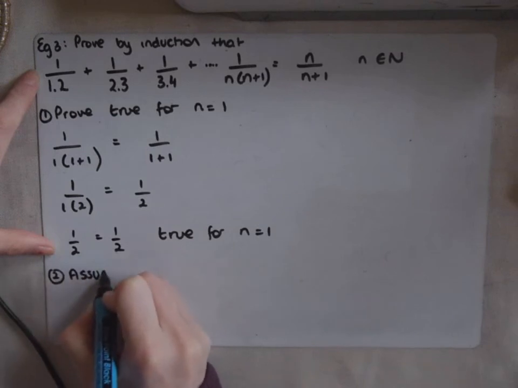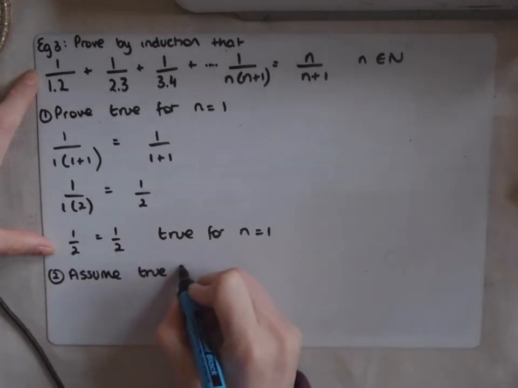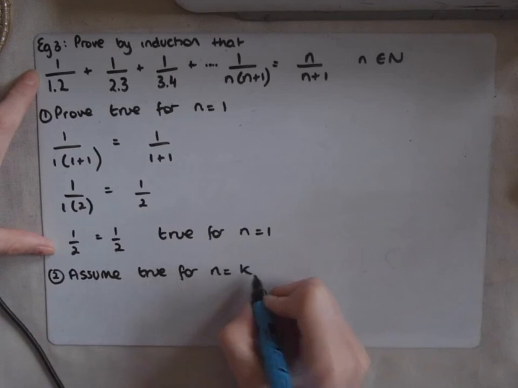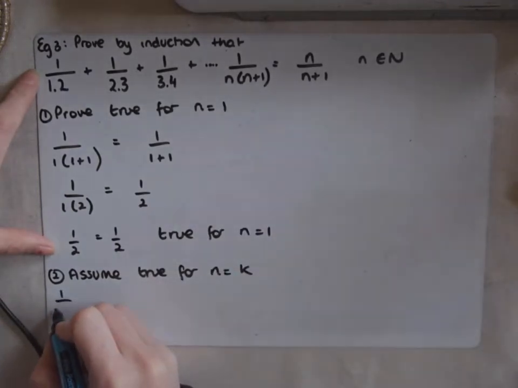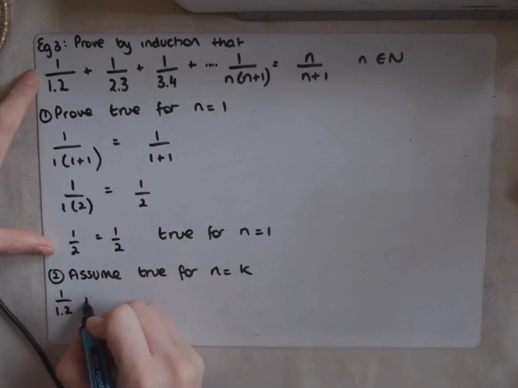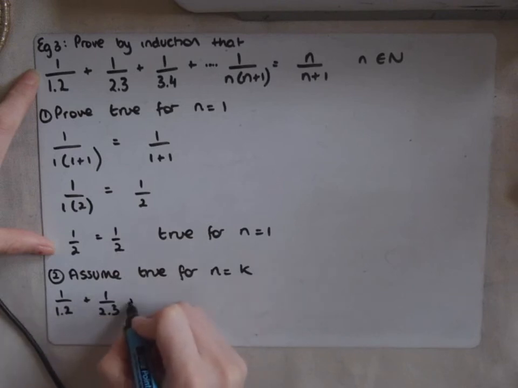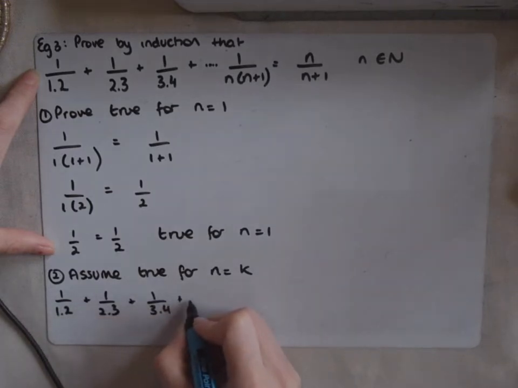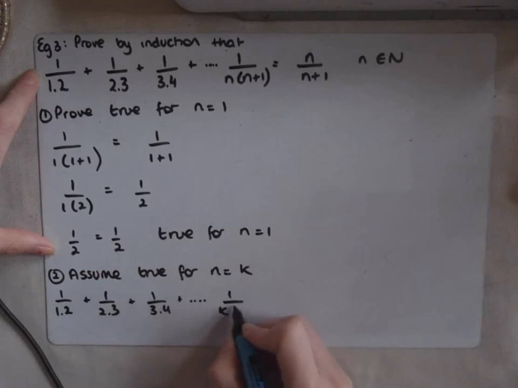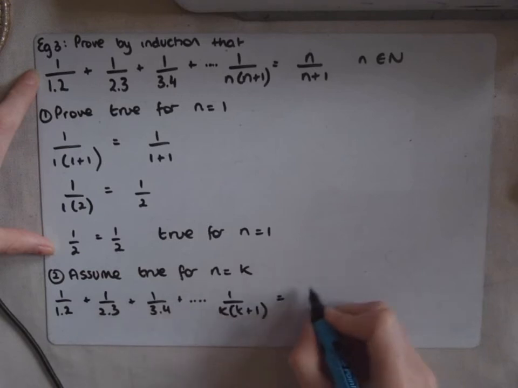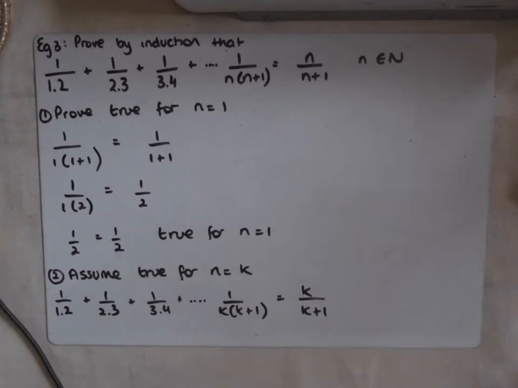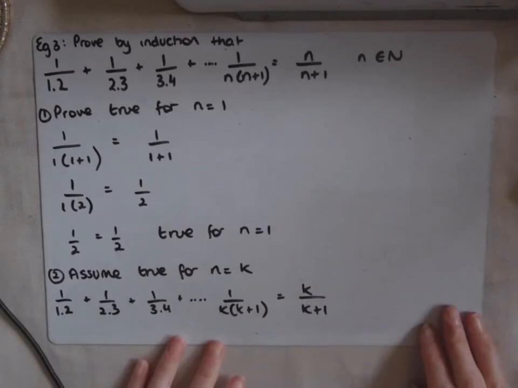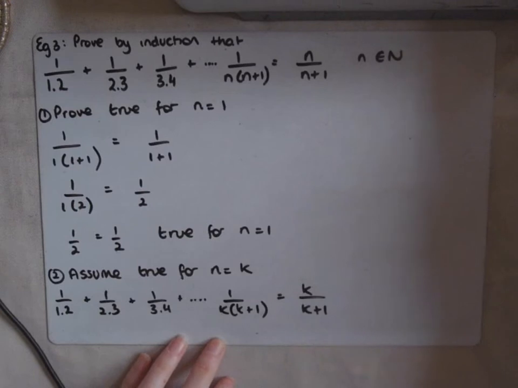Step 2, assume true for n equals k. So that means instead of n you're filling in k. 1 by 2, 2 by 3, up to k by k plus 1 is going to be k over k plus 1. So I'm assuming that's true, okay? And we're going to use that assumption now in step 3.